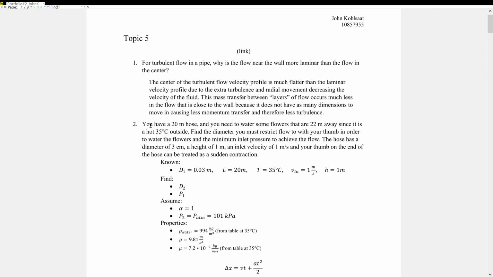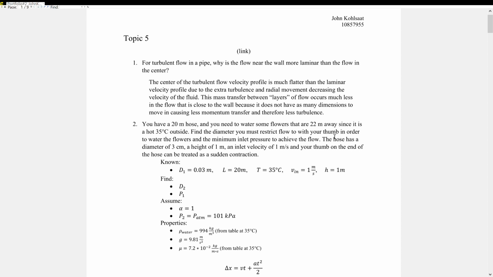Now for question 2, you have a 20-meter hose and you need water to water some flowers that are 22 meters away, since it's a hot 35 degrees outside. Find the diameter you must restrict the flow to with your thumb in order for the water to flow, and the minimum inlet pressure to achieve the flow. The hose has a diameter of 3 centimeters and a height of 1 meter off the ground and an inlet velocity of 1 meter per second, and your thumb on the end of the hose can be treated as a sudden contraction.